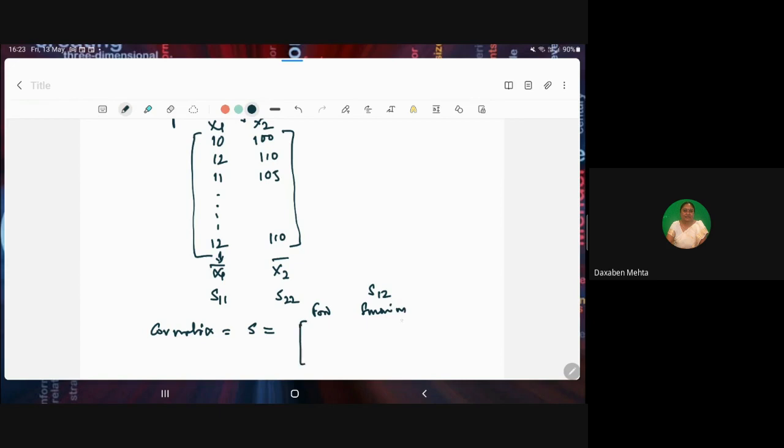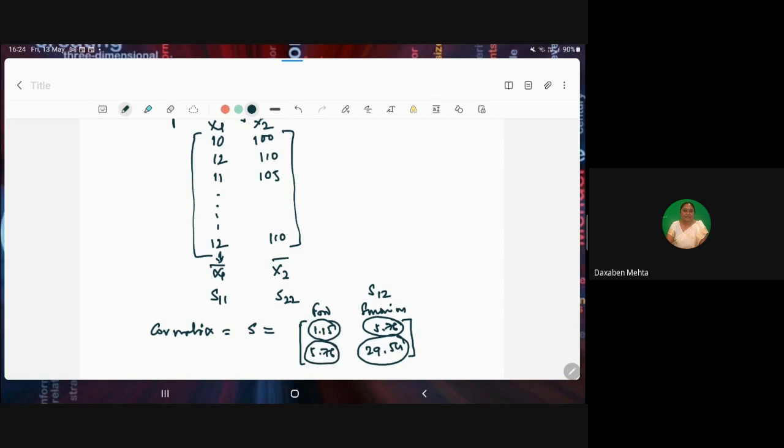The values are like this: 1.15, and 5.76, and 5.76, 29.54. I'm not showing the calculation, but I think you know how to calculate this. This is the variance of the food, and this is the variance of the smoking. And this is the covariance between the food and smoking. So we get the covariance matrix.